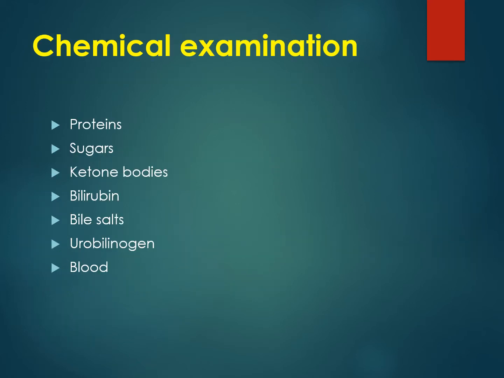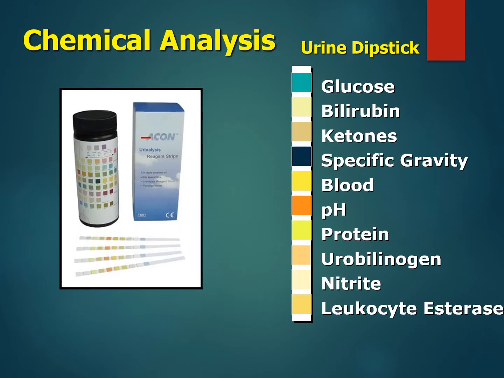For the biochemical examination, we are looking in the urine for proteins, albumins, Bence Jones proteins, which could diagnose multiple myeloma. We are looking for sugars, ketone bodies, bilirubin, bile salts, urobilinogen, and blood. This is the biochemical examination, and this simply could be done by the dipstick. No need just to keep this in mind, but to know what the dipstick can give us answers for: glucose, bilirubin, ketones, specific gravity, blood, pH, protein, urobilinogen, nitrite, and leukocyte esterase.